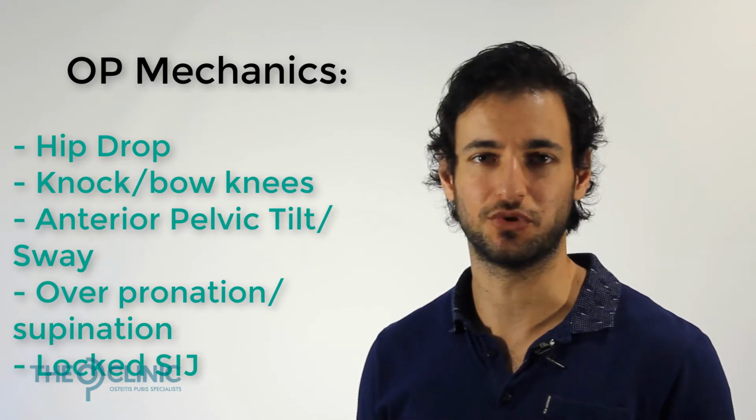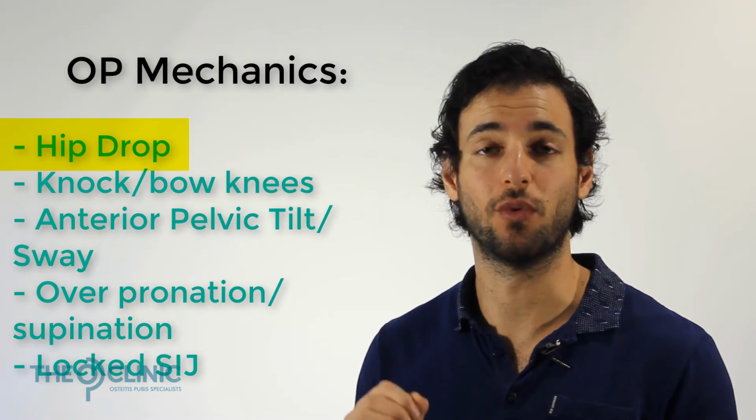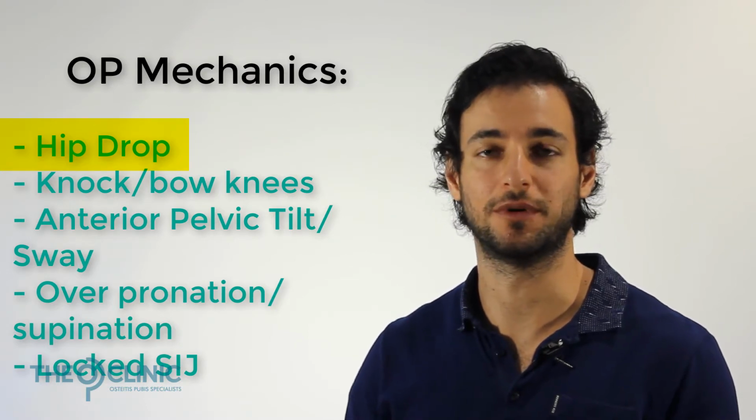Let's talk about a hip drop. So hip drop is one of the OP mechanics that leads to the overworking of your adductors and eventually the development of OP. Ideally, when you're walking, what you want to have is a nice level pelvis.